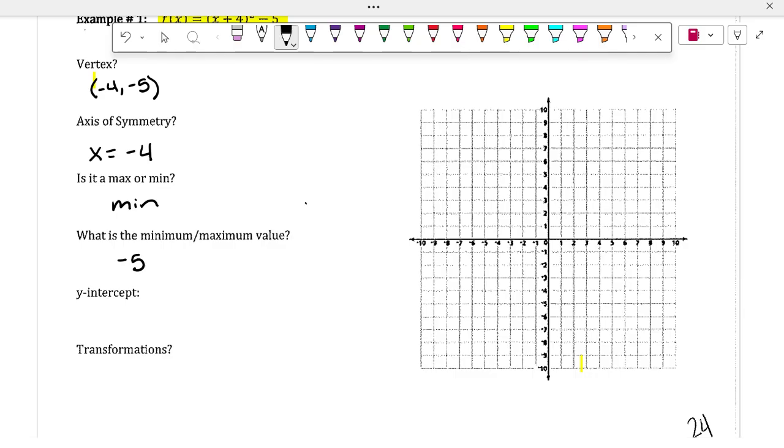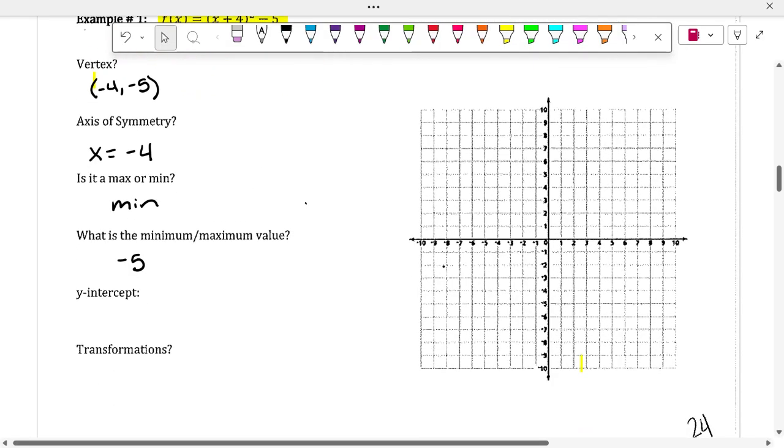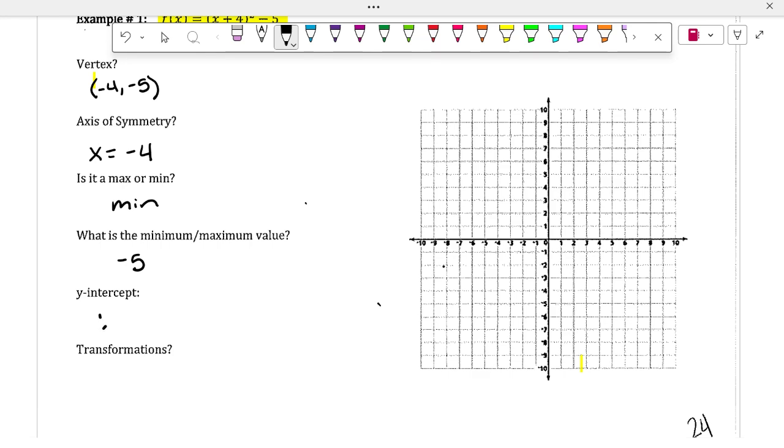What'd you find the y-intercept to be? It's what? Not just 11. The point is 0, 11. How'd you know that was the y-intercept? Because in the table, the x value would have been 0.